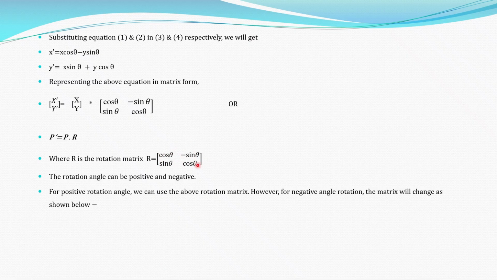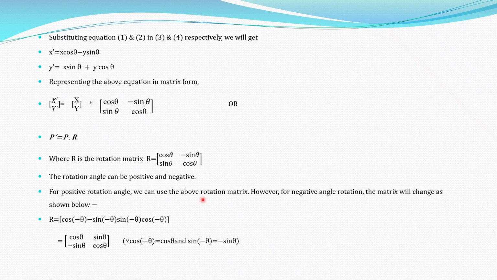This formula has to be taken when we are moving in the clockwise direction. Okay. So for a positive rotation angle we can use the above rotation matrix. However, for a negative angle rotation, the matrix will change. How does it change? We have to apply the negative signs to the matrix. So this is your matrix for negative angles.